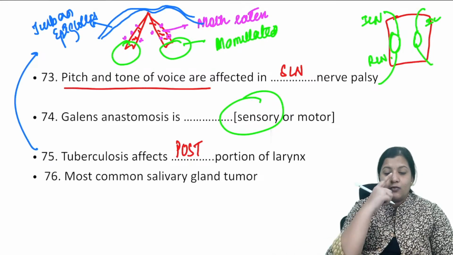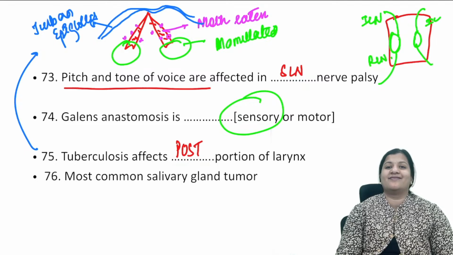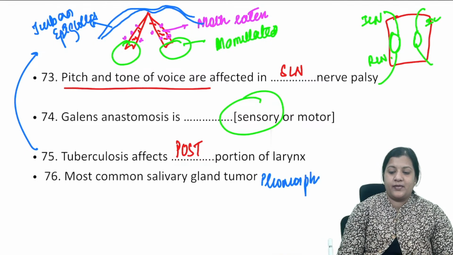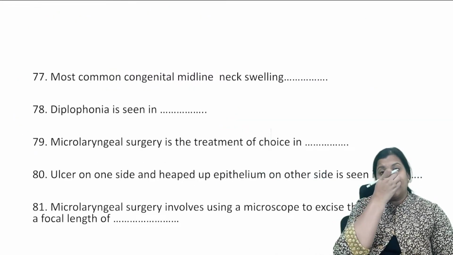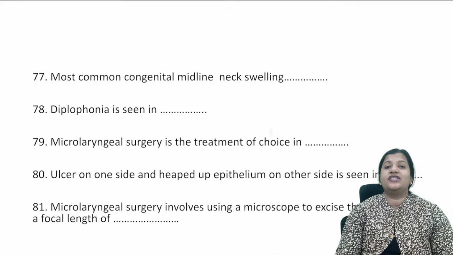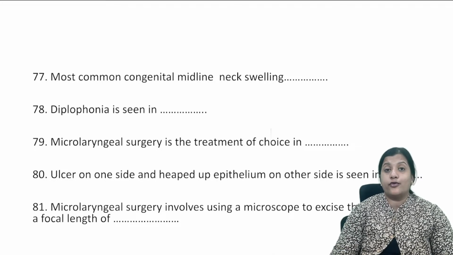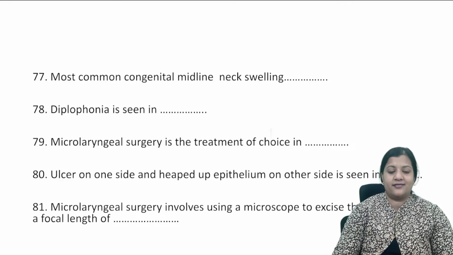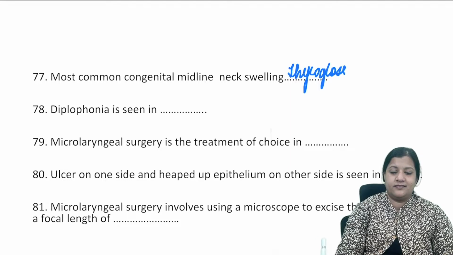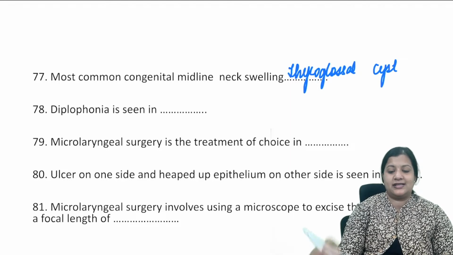Then, most common salivary gland tumor is, it is your pleomorphic adenoma. Yes. The most common congenital midline neck swelling. What is that swelling that is congenital and midline, which moves with protrusion of tongue and also with swallowing? What is that? Yes, it is the thyroglossal cyst.